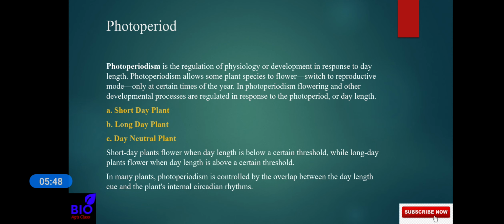Short day plants flower when day length is below a certain threshold, while long day plants flower when day length is above a certain threshold. In many plants, photoperiodism is controlled by the overlap between the day length cue and the plant's internal circadian rhythms that I told you before. So that is all about photoperiod. I tried my best to describe it to you. If you have any question, please don't hesitate to ask.